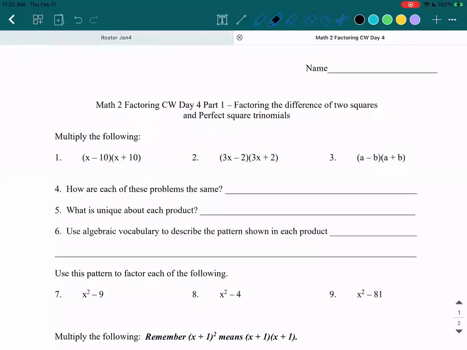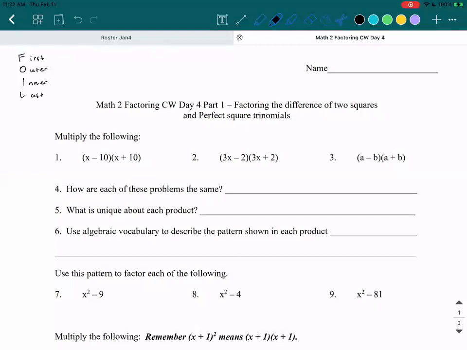All right, so we're all looking at this worksheet for Math 2 Factoring Classwork Day 4, Part 1. We're going to do factoring the difference of two squares and perfect square trinomials. So for 1, 2, 3, we're going to multiply out the following. Hopefully this looks familiar. We're just going to follow the FOIL method. Remember, FOIL stands for first, outer, inner, and last.